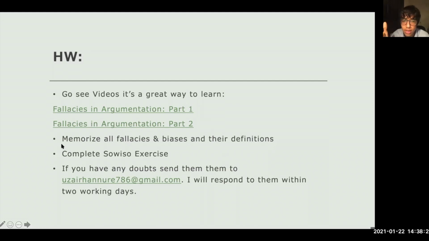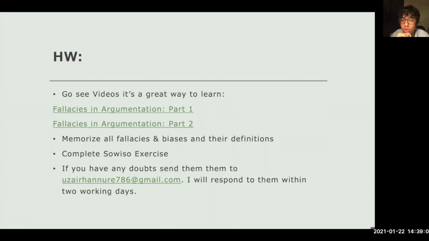Memorize all the fallacies and biases. Learn to list them down without reading from a list. Learn all the different types of fallacies, the basic definition, and how to differentiate between things. Don't learn the exact definition, don't waste your time doing that, but learn the essence of what the fallacy or bias is talking about. Complete all the Sowieso exercises. There are exercises on Sowieso that will be available to you after the class. Complete all of them. And lastly, if you have any doubts, send them to me at uzairhanure786@gmail.com.